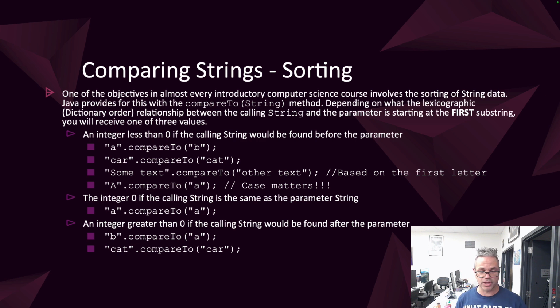If it's the same thing, we'll get a 0 back. And so a.compareTo(a) gives us a 0. And if the calling string is found after the parameter, b.compareTo(a), we get a positive number. So b.compareTo(a) or cat.compareTo(car). We're not concerned about the actual value of that comparison, just the fact that it's a positive number or a negative number or 0. So we don't worry about the number itself. You can talk about what that means beyond as you do comparisons for other more advanced things. But the idea that you have positive, negative, and 0 is what you need to know.